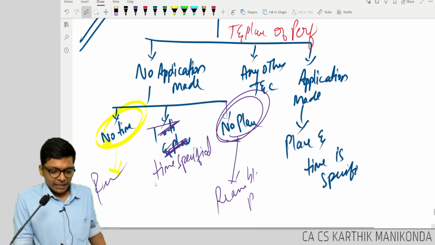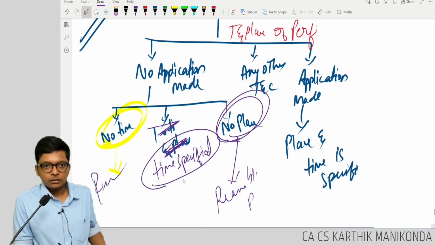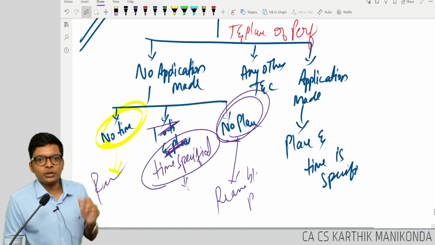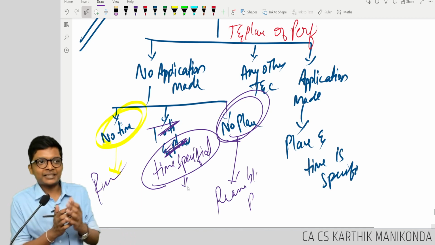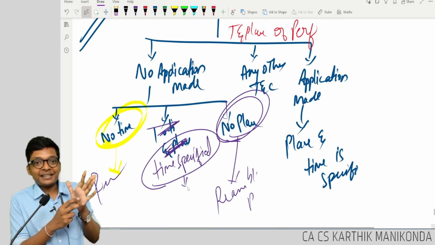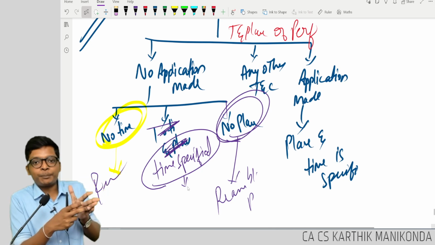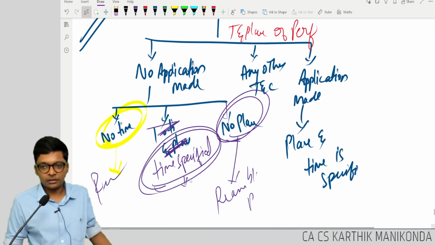Okay. If time is specified, then that specified time. For example, sometimes you will tell evening, come in the evening, deliver the cake at this time. In Big Basket, you can see a time range 6 to 8 p.m. That time, when time is specified.